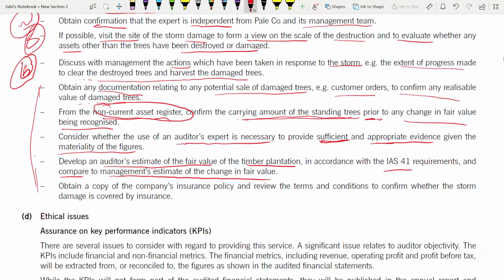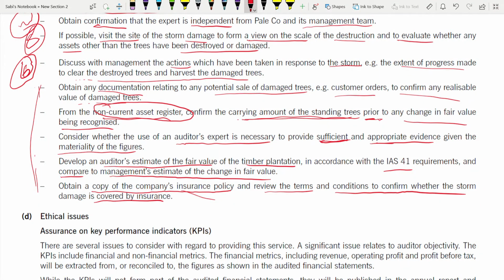Obtain a copy of the company's insurance policy because it's a storm. When an external event has affected our asset, we talk about insurance policy. So we obtain a copy of the company's insurance policy and review the terms and conditions to confirm whether the storm damage is covered by the insurance or not.